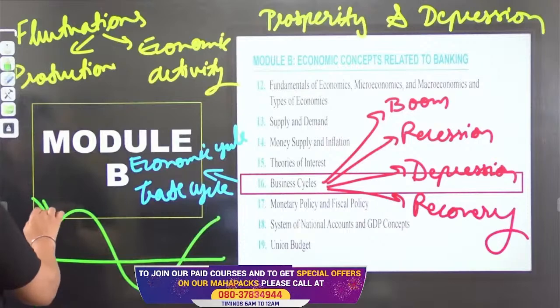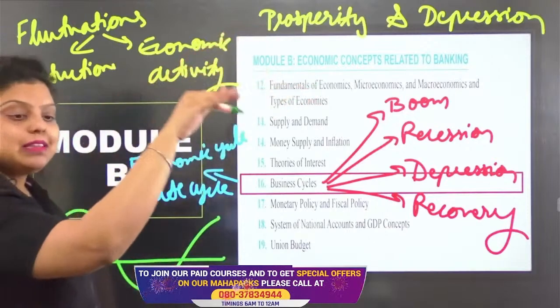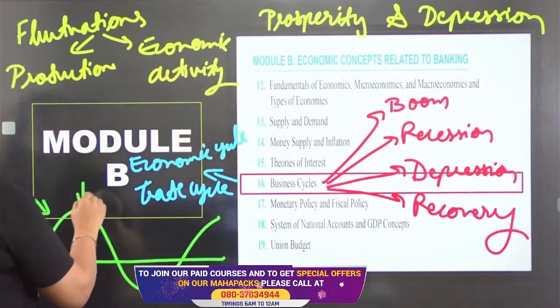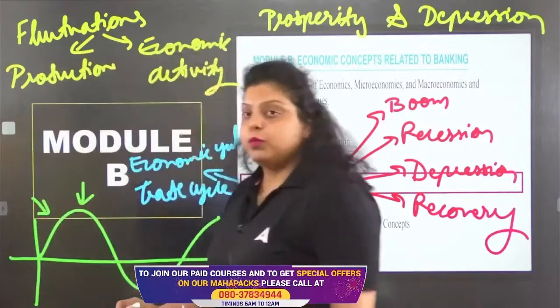Now, this situation is the expansion, where the economy and your business are expanding. Your economic activities are expanding. Then this is a peak, or we can call it a boom period.